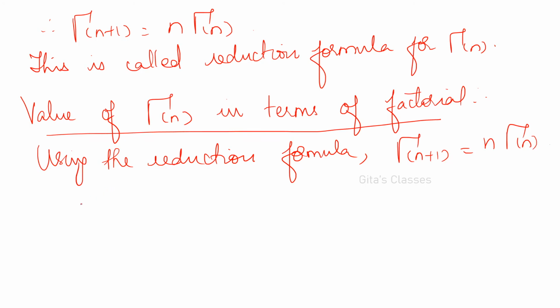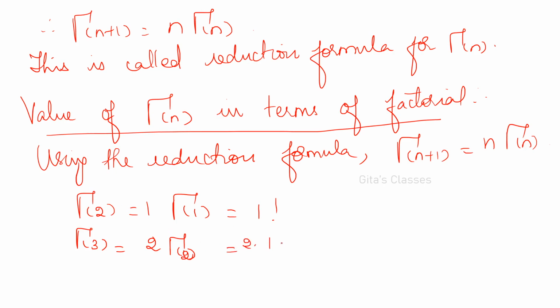Using this we can write, what is gamma of 2? How will you write this? The previous value 1 into gamma of 1. Gamma of 1 is 1, we know, so it is 1 factorial. Gamma of 3 is 2 into gamma of 2. Gamma of 2 just now we found as 1 factorial, therefore this will become 2 factorial. What is gamma of 4? 3 into gamma of 3. Gamma of 3 is 2 factorial. So 3 into 2 factorial will become 3 factorial.